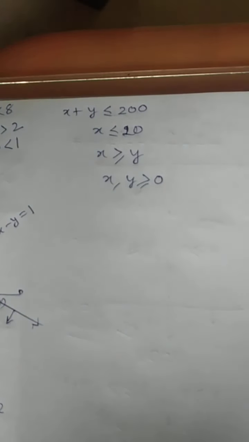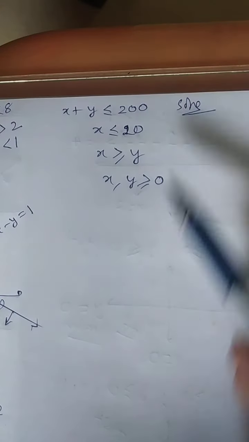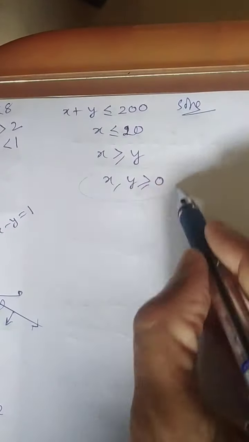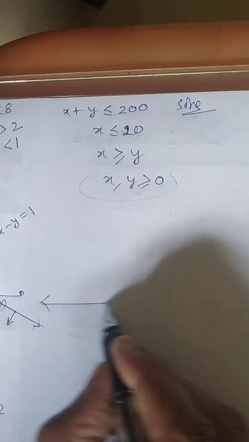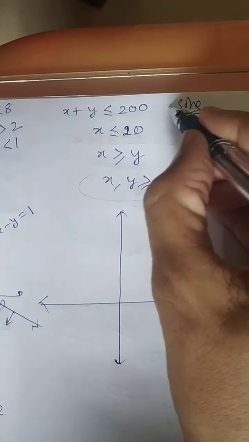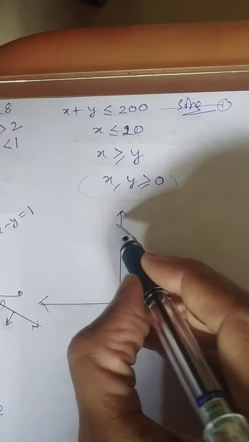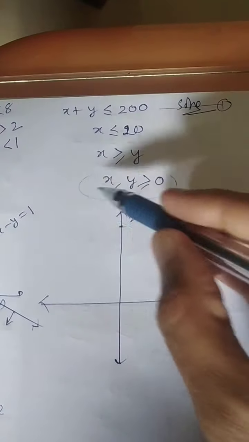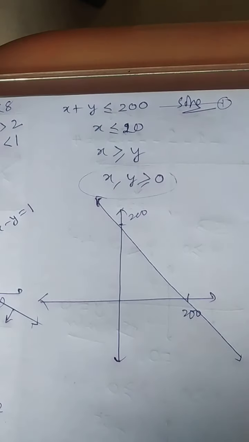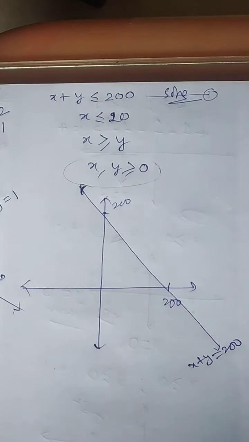See next question, solve graphically. The question is solved. There are 1, 2 and 3 equations. This is not to be considered. This is nothing but the first quadrant. Okay. Now tell me x intercept for the first equation. 200. So I am just marking 200 over here. Y intercept 200. So the line which you are getting will be something like this. Whose equation is x plus y is equal to 200.